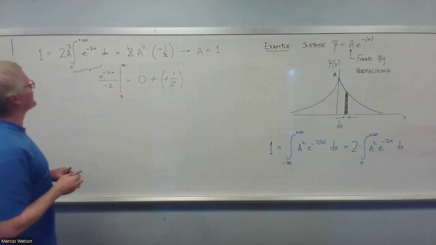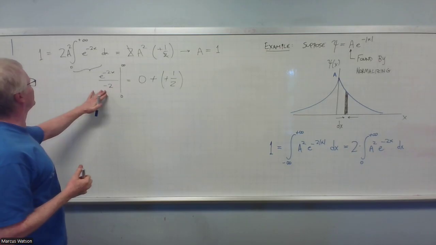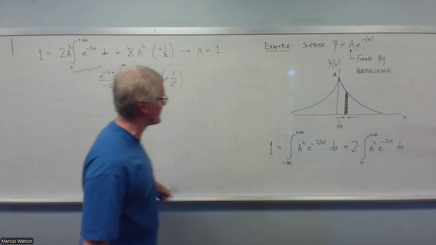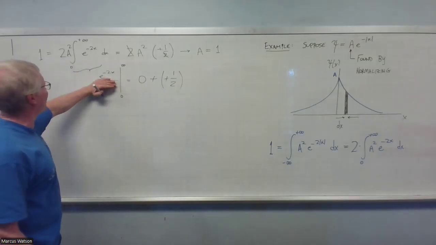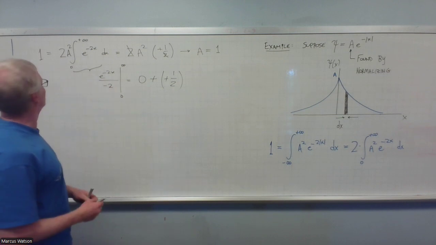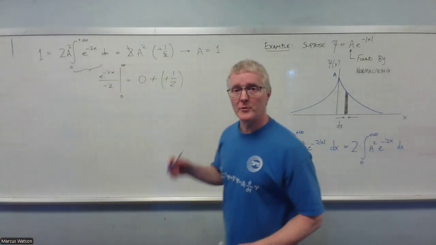Let's see, hopefully I got that okay. Let me just make sure I'm thinking of this right. I did this right? I think I got that. So if I differentiated that, I get minus 2 e to the minus 2x. So that looks okay. Alrighty? So that's how you figure out a from normalization.